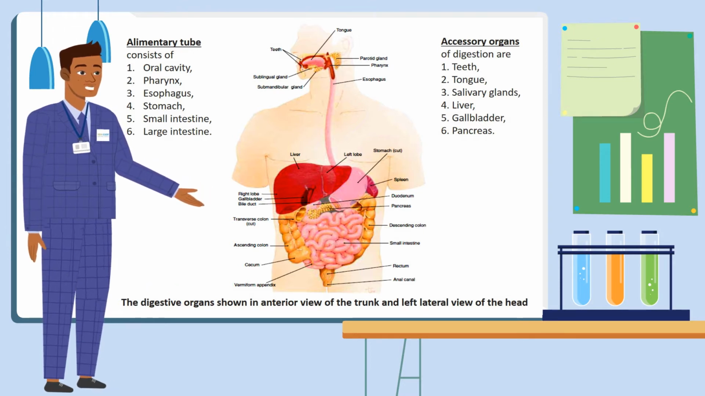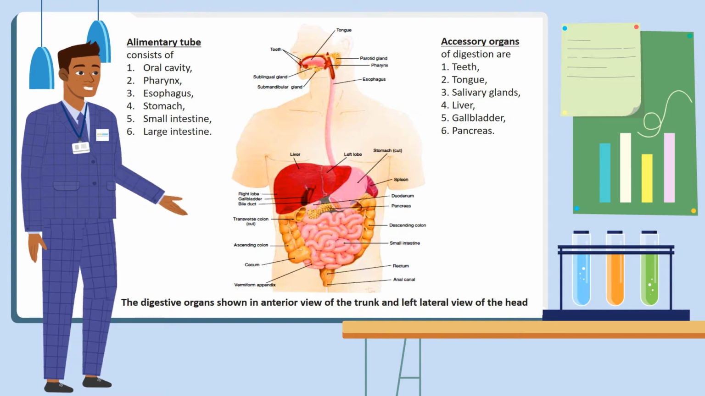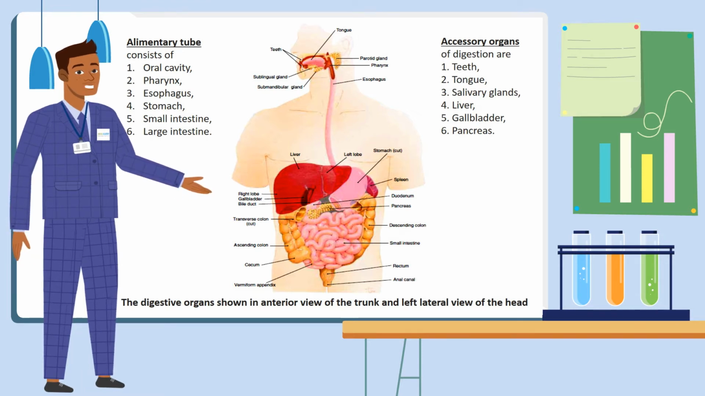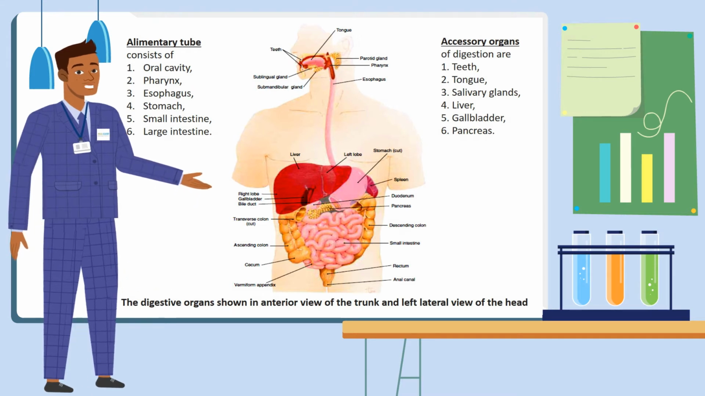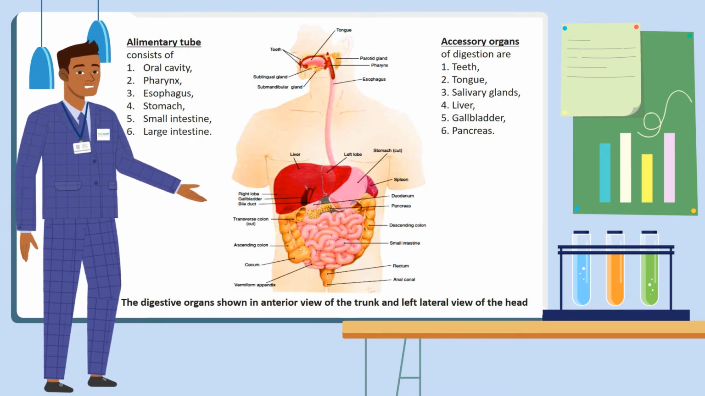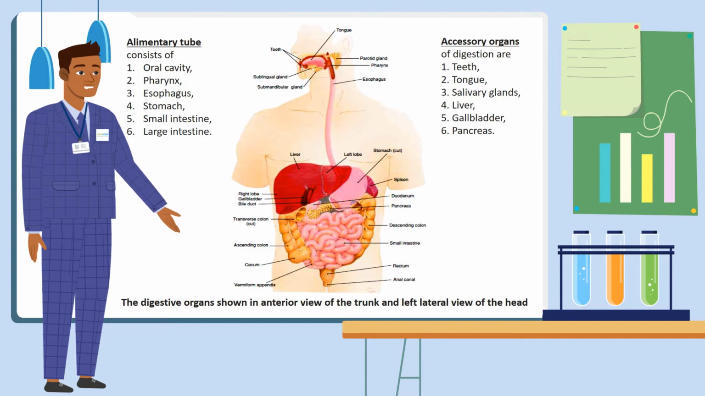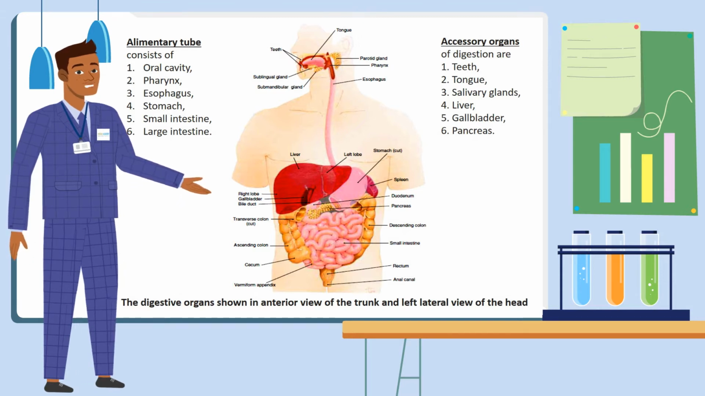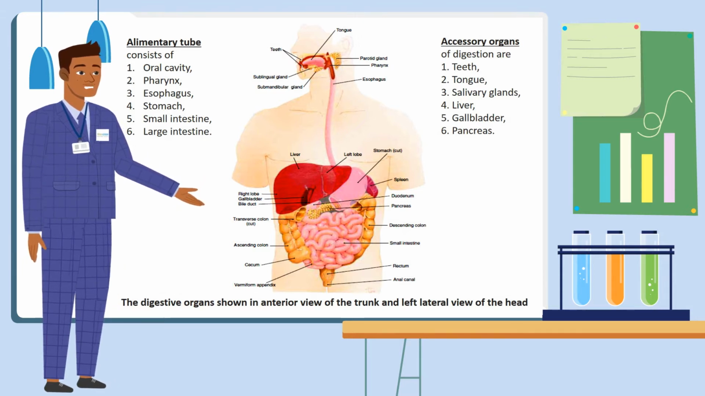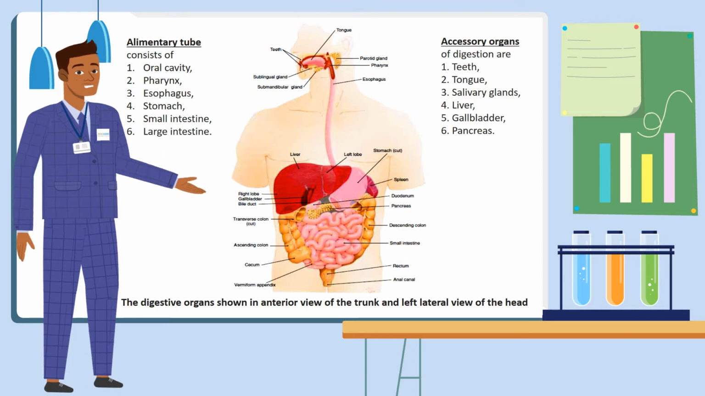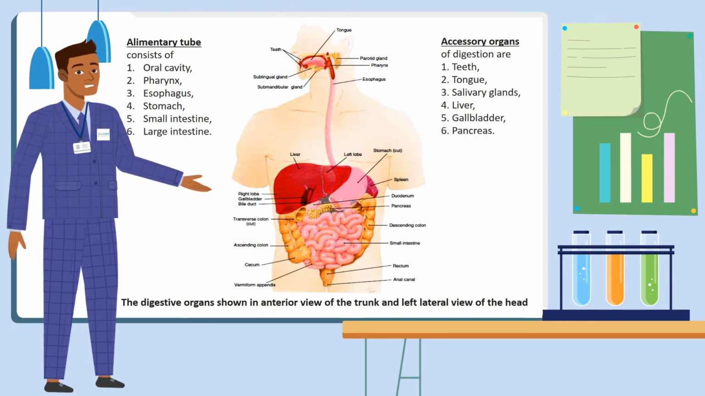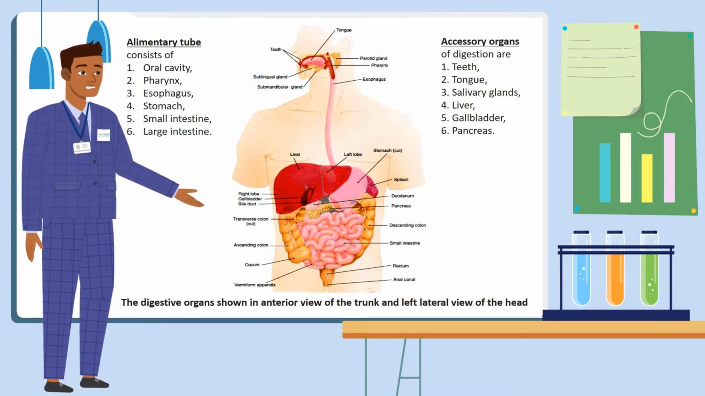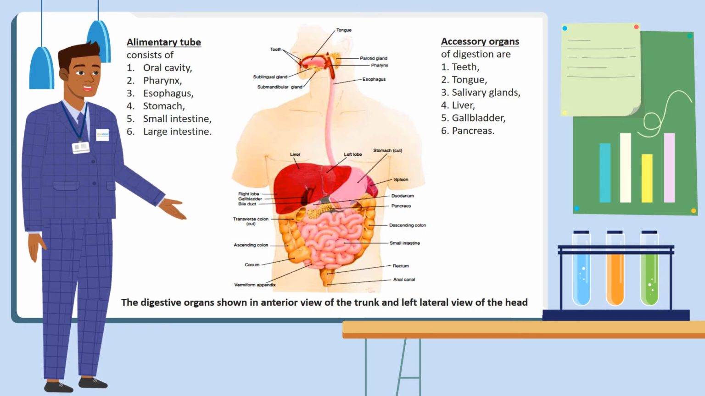Digestion takes place within the oral cavity, stomach, and small intestine. Most absorption of nutrients takes place in the small intestine. Undigestible material, primarily cellulose, is eliminated by the large intestine, also called the colon. The accessory organs of digestion are the teeth, tongue, salivary glands, liver, gallbladder, and pancreas. Digestion does not take place within these organs, but each contributes something to the digestive process.